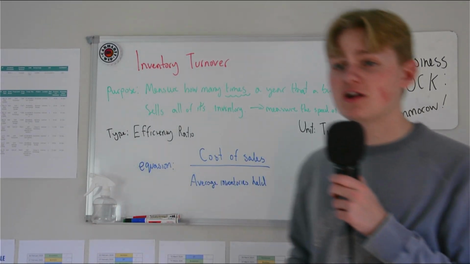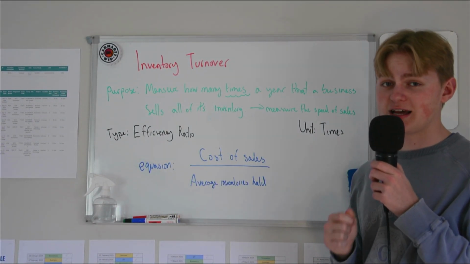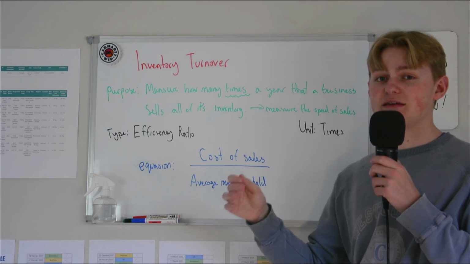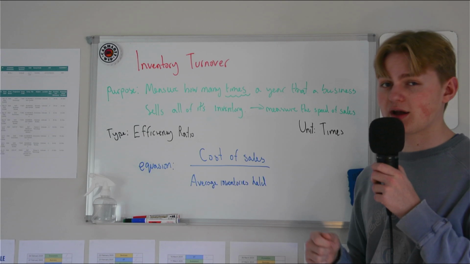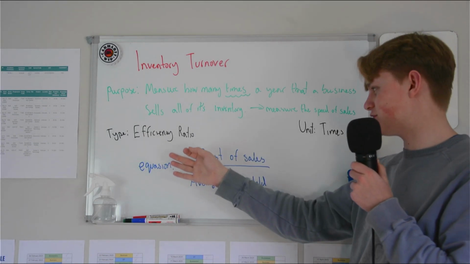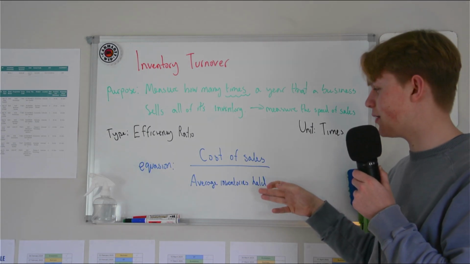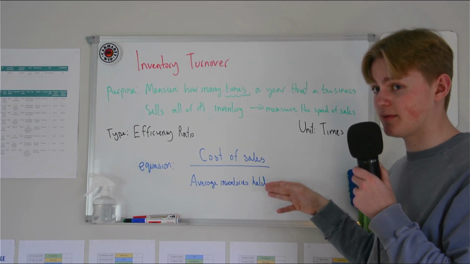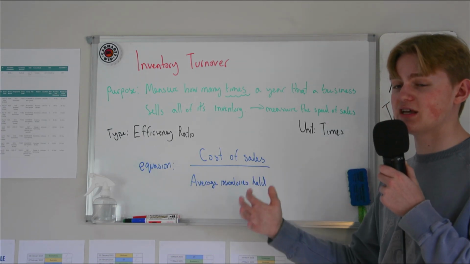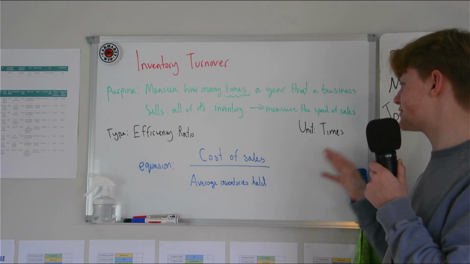Okay, now the next one we're going to look at is inventory turnover. Now, the purpose of inventory turnover is to tell us how many times the business was able to sell off its complete inventories. And with that, we can work out the speed of sales. So it's an efficiency ratio, and the equation for it is the cost of sales divided by the average inventories held by the business. And because we're talking about it in the number of times it was able to sell off its inventories, the unit for the ratio is times.